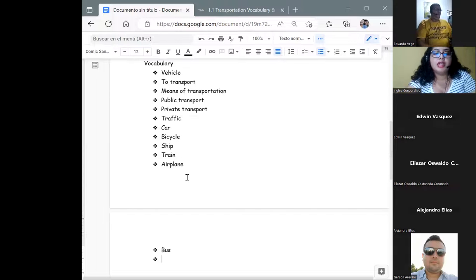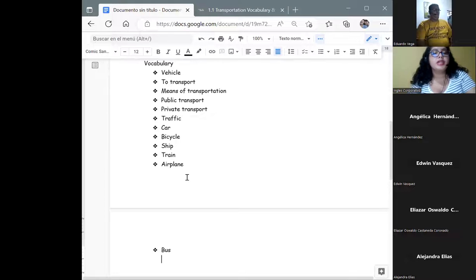But in this case we are going to make just a little list of words that we can use in this case. So we're not going to make a large list in this vocabulary. No vamos a hacer una lista muy larga, sino que nos vamos a quedar con una lista corta de palabras que podemos utilizar cuando hablamos de transporte. So in this case, we have these ones.